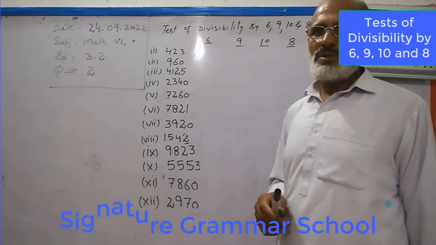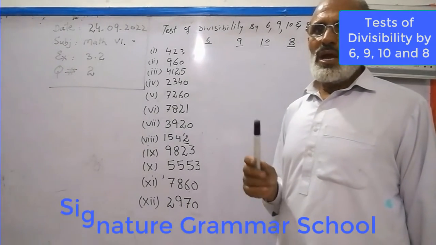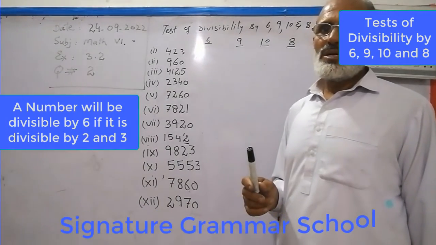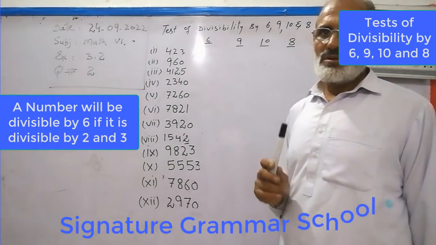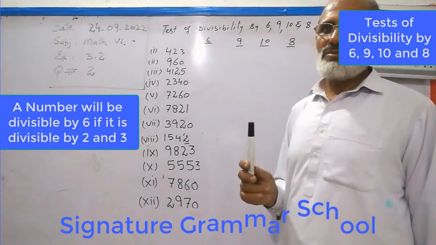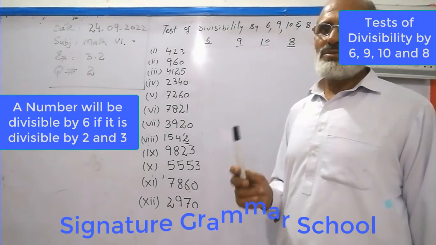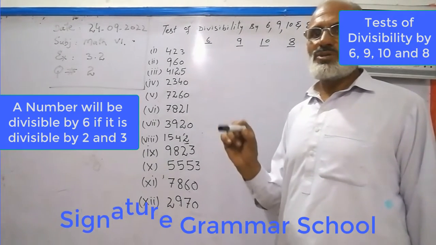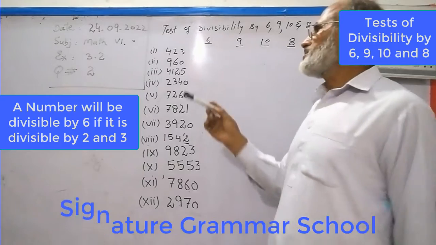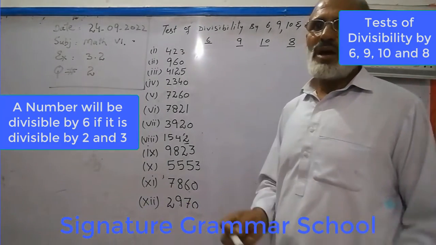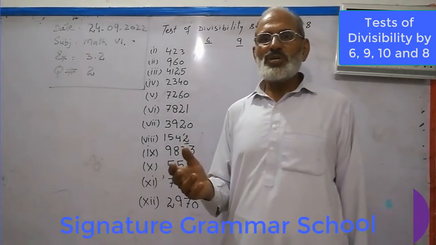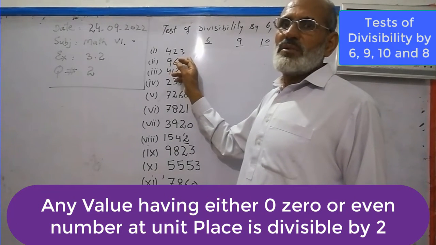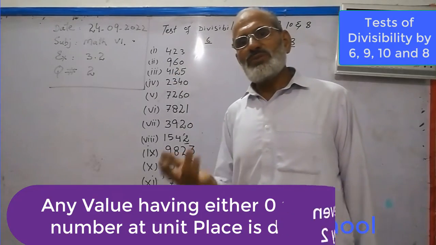Any value which is divisible by 2, and which is also divisible by 3, that value is also divisible by 6. The first condition is the value which is divisible by 2 and the value that is also divisible by 3. If this value is divisible by 2 and 3, then that value is also divisible by 6. To find out the divisibility by 2, if there is 0 or an even number at the unit place, that value is divisible by 2.